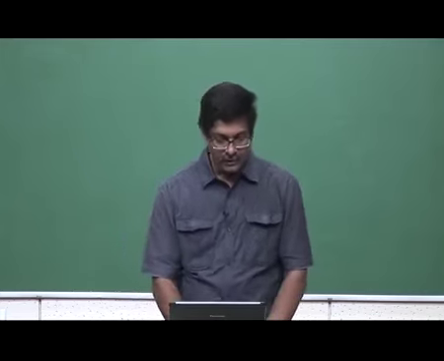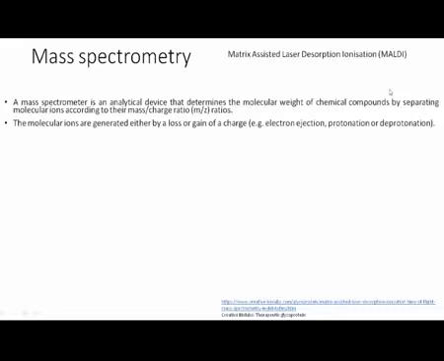So, the molecular ions which I just told you are getting separated on a mass spec are generated by loss or gain of charge, that is either by electron ejection or protonation, that is addition of H plus, or deprotonation or removal of H plus. How are electron ejection or protonation brought about? That I will tell you in a second. After the ions are formed, they can be separated according to their mass by charge ratio, M by Z ratio, and finally, they can be detected.